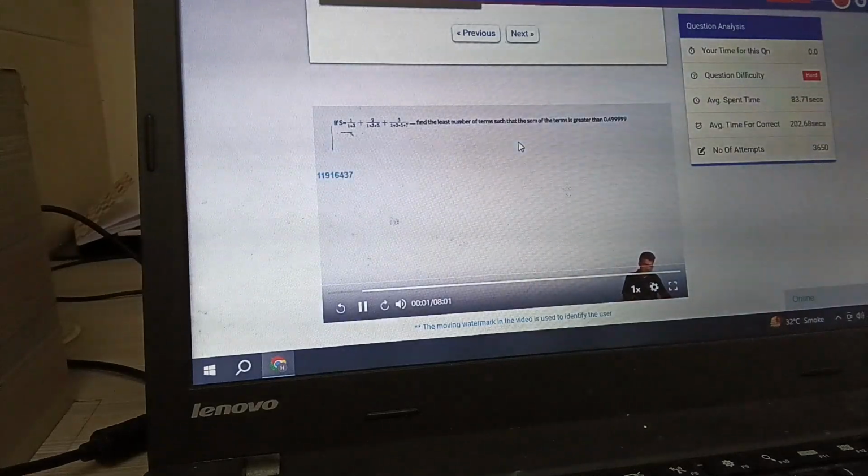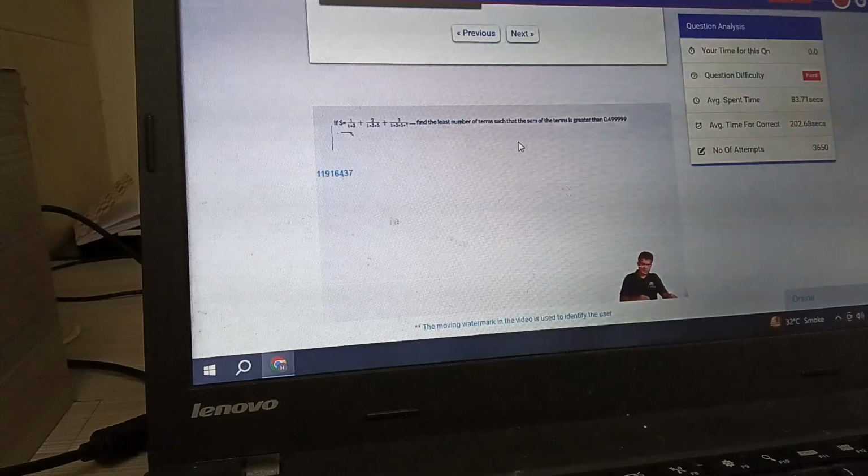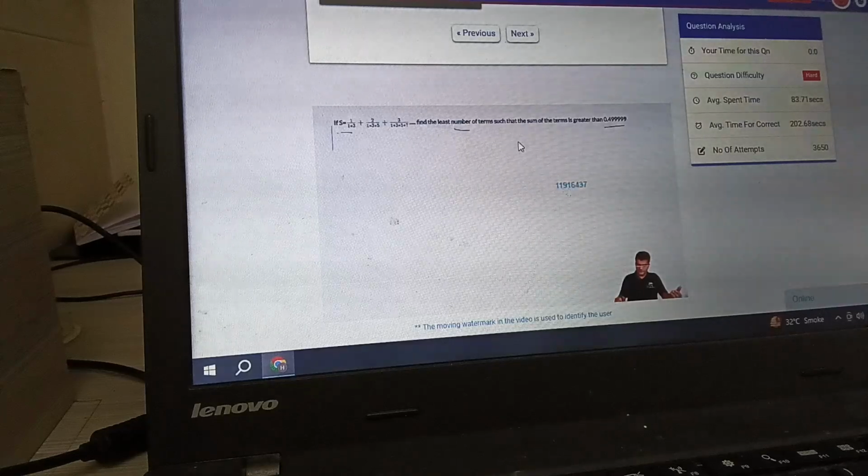In this question we are given an expression S, which is equal to 1 by 1 into 3, plus 2 by 1 into 3 into 5, plus 3 by 1 into 3 into 5 into 7, plus dot dot dot, till a lot of terms. We are required to calculate the number of terms that are needed such that the sum is greater than or equal to 0.499999, that is 4 followed by 5 nines.